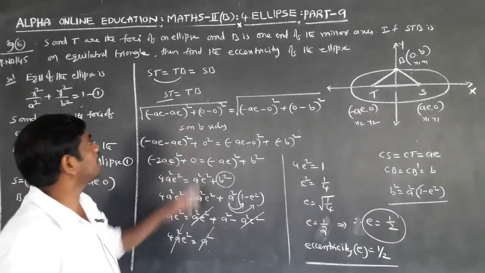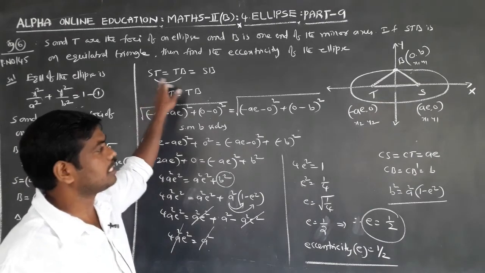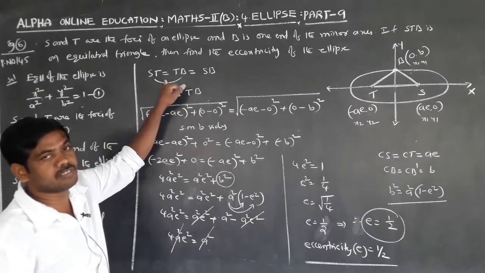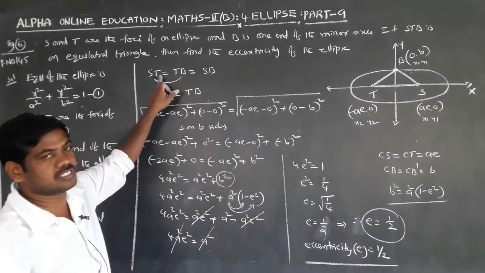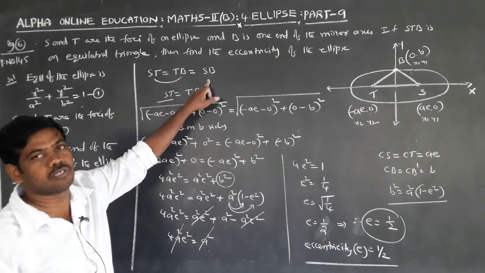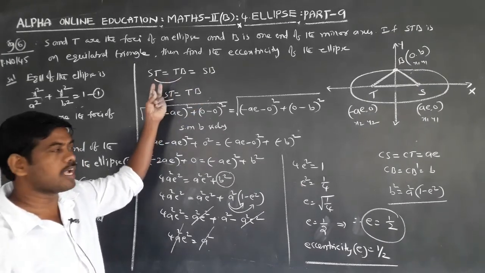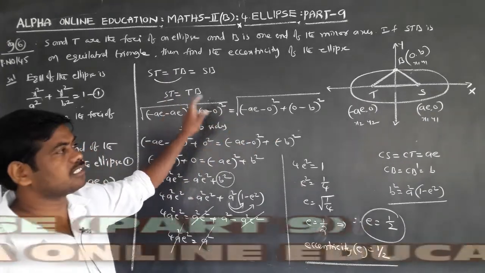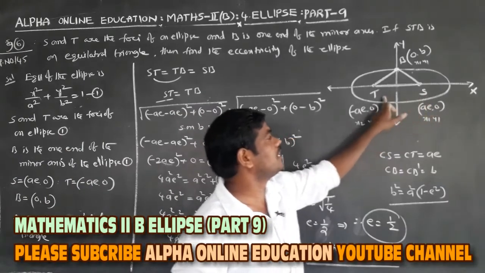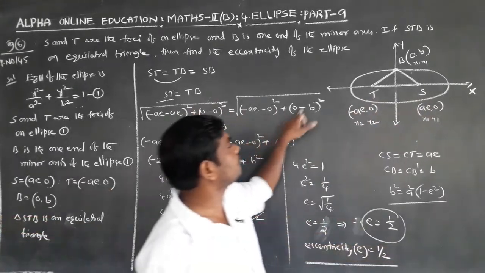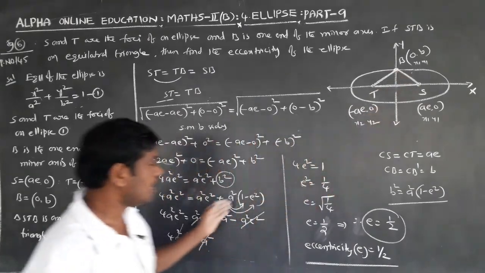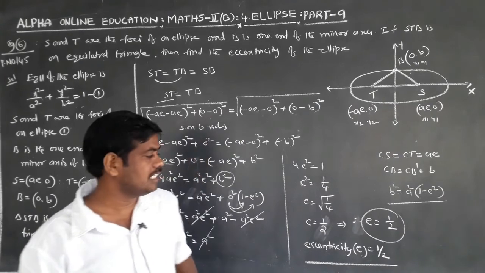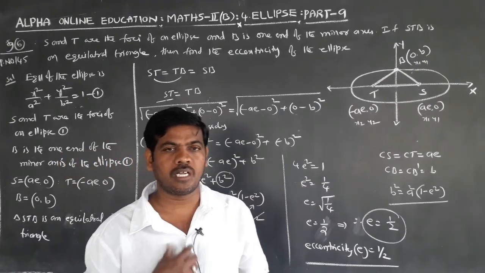Here, equating any two values: STB is an equilateral triangle, so three sides are equal. So ST is equal to TB is equal to SB. Equating any two values, find out the ST and TB values. ST means the distance between the two points S and T, TB means the distance between the two points T and B, and simplifying, find the eccentricity. Here eccentricity E is equal to 1 by 2 is the answer.